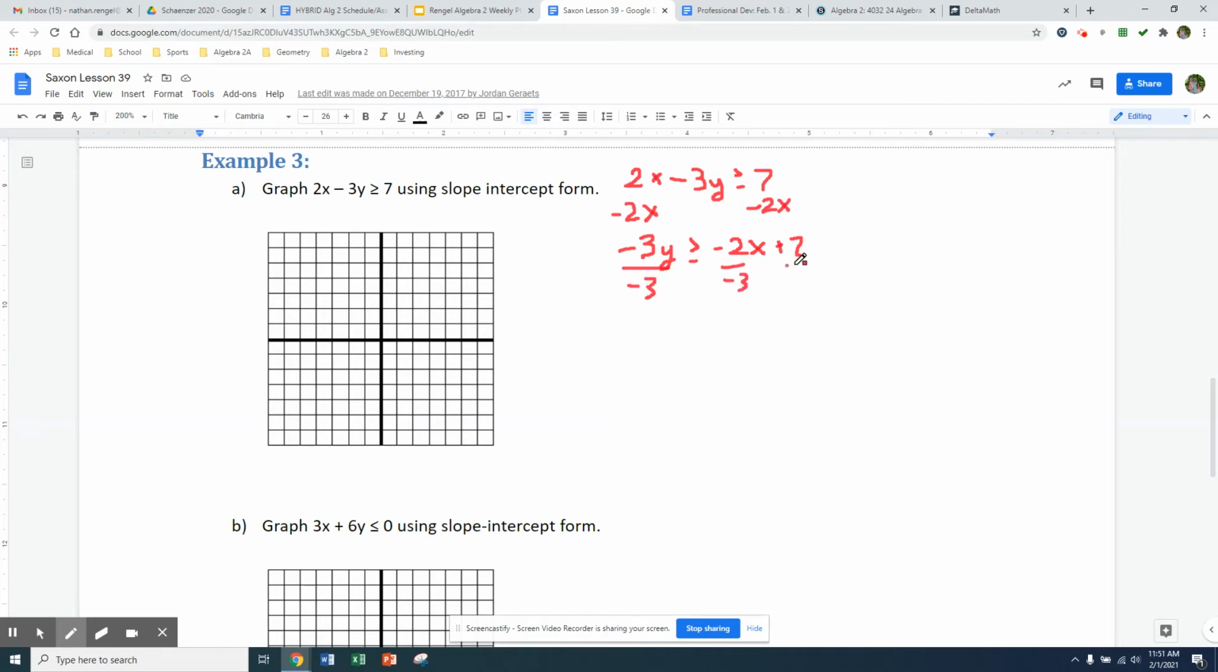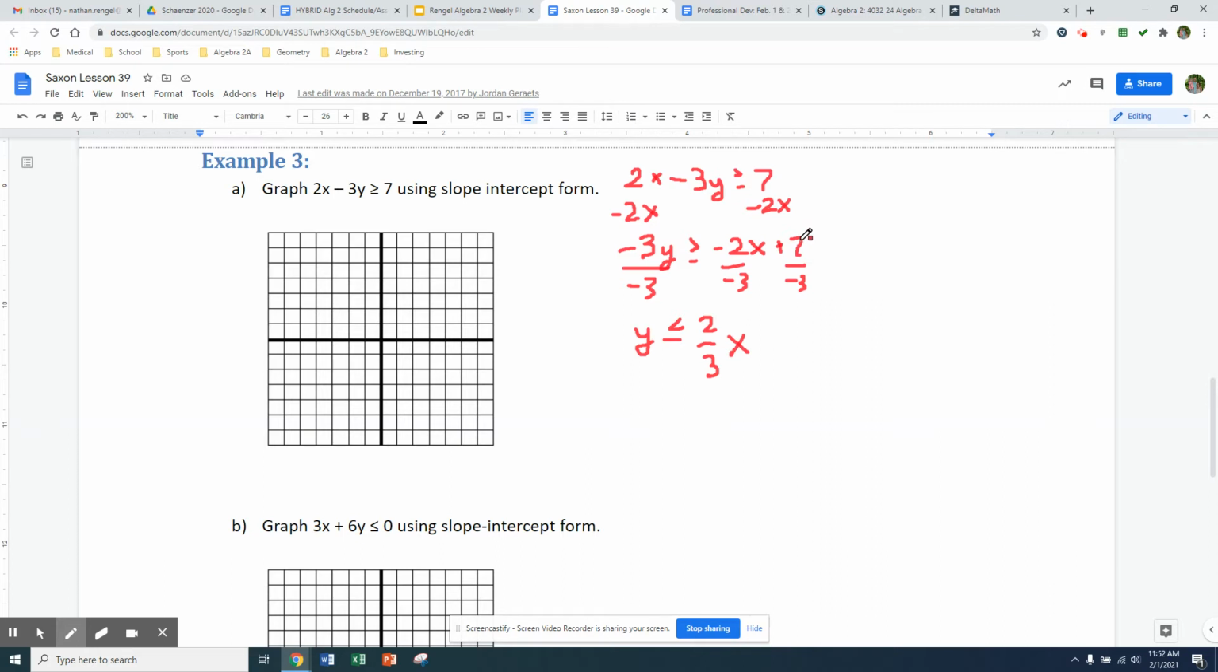So we start by adding or subtracting the x term, then we're going to divide by the y term. We end up getting y alone. So we'll get y is greater than or equal to. Scratch that. Since I divide everything by a negative, one thing with inequalities, when you multiply or divide by a negative, that's going to flip the sign. So y is less than or equal to. A negative divided by a negative is a positive, so that would be 2/3 x.